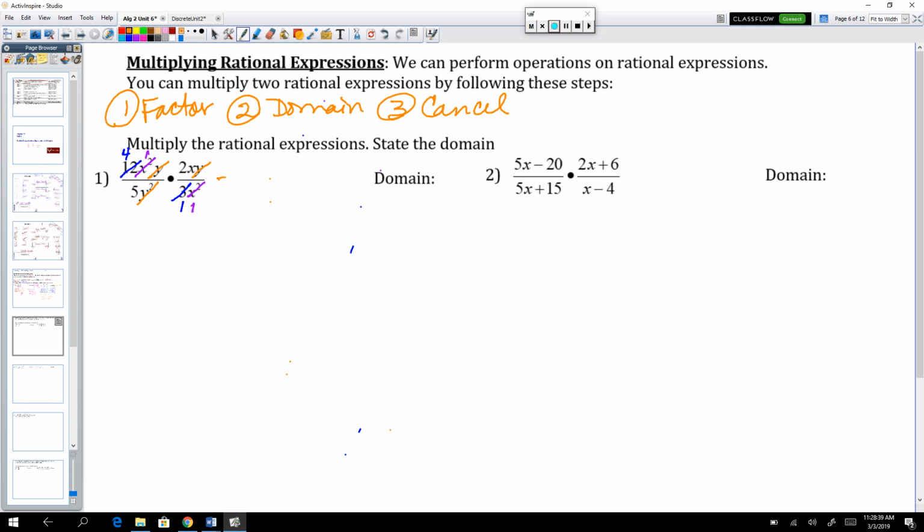Now I have 8x over 5. That is the simplified multiplication answer. And now I'll go back and look at the denominators and make sure that I don't cause any problems for myself with the denominators. So let's look first at x. I've got an x squared on the bottom. X squared cannot be equal to 0 or it will cause a problem. Well, in that case, x itself cannot be equal to 0.